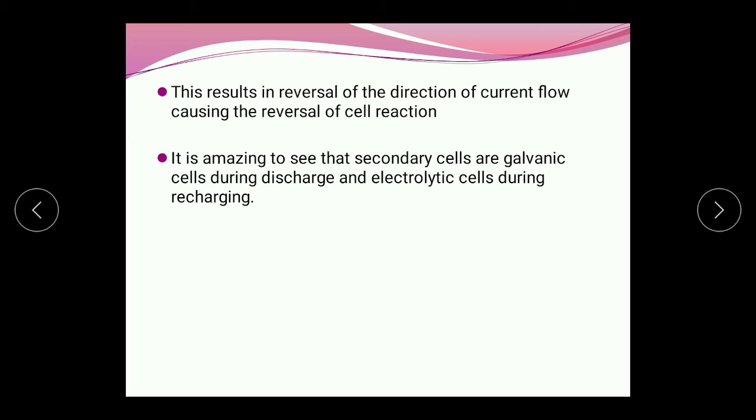So, it is amazing to see that secondary cells are galvanic cells during discharge and electrolytic cells during recharge. Understood? During discharge, that means during usage, when we use that cell, that is a galvanic cell, because only a galvanic cell gives us electricity. But it becomes an electrolytic cell during recharge. When we apply a potential across the electrodes, that cell becomes an electrolytic cell.